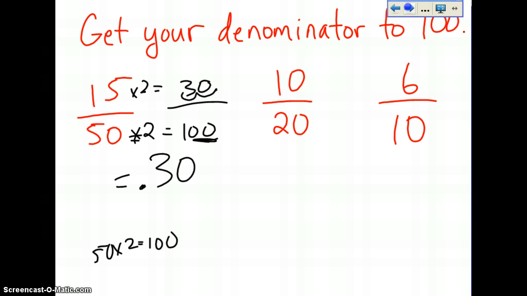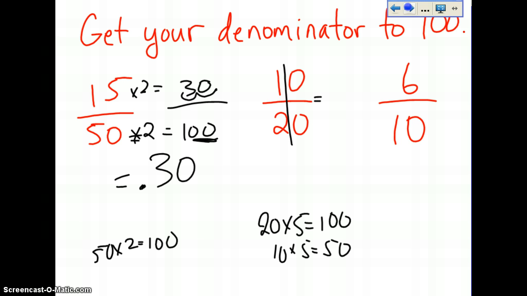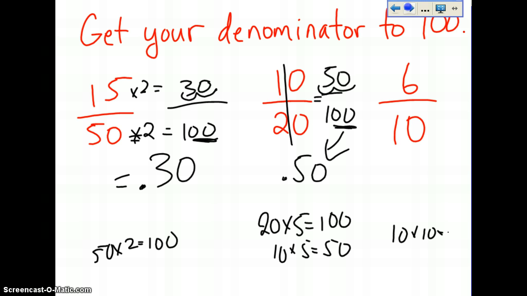What about the 10 over 20? I know that 20 times 5 equals 100. 10 times 5 equals 50. 10 over 20 is the same as 1/2. I know that it is also 50 over 100, which has 2 zeros, move the decimal place 2 places, I got 0.50. 6 over 10. 10 times 10 equals 100. 10 times 6 equals 60. So now I got 60 over 100. That's 60. with a decimal, move it twice because there's 2 zeros, equals 0.60.